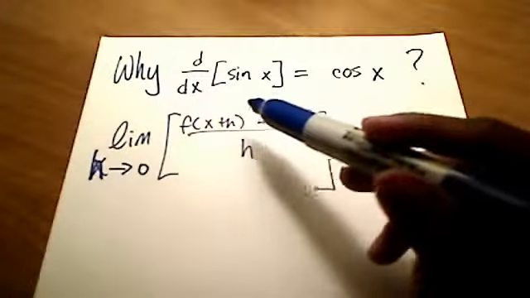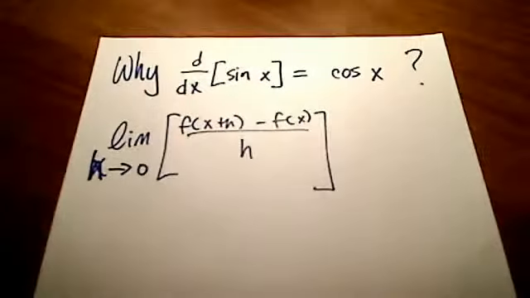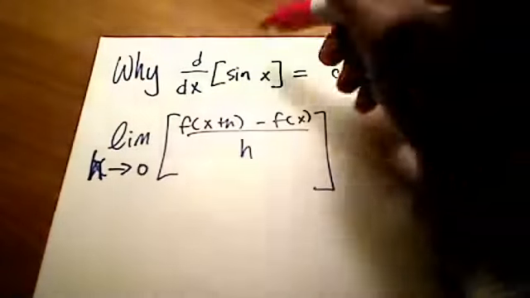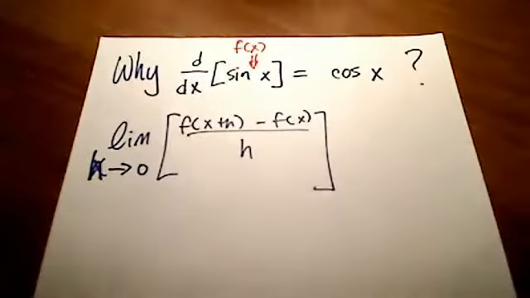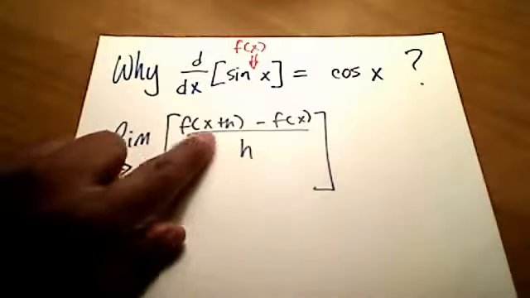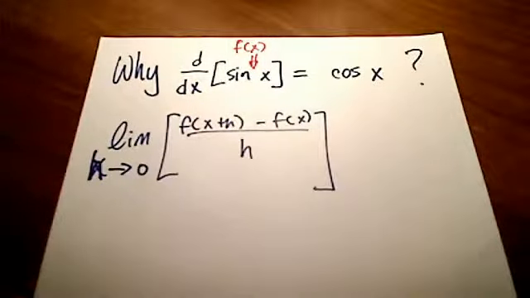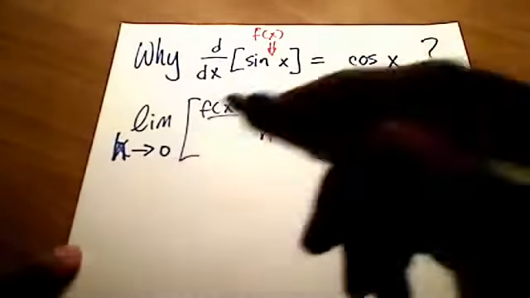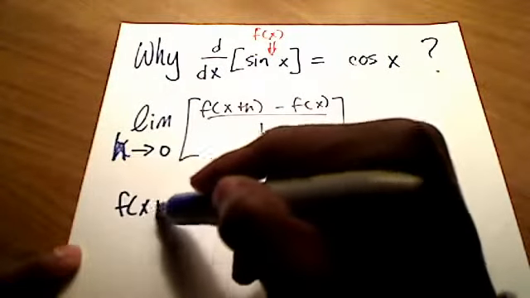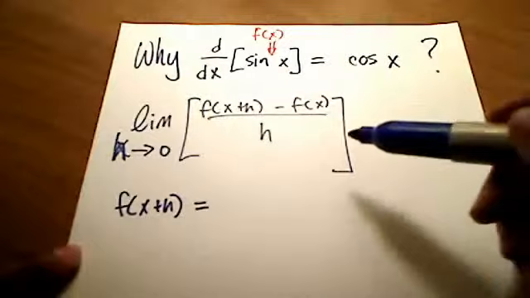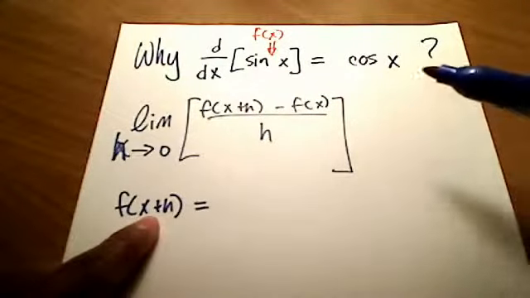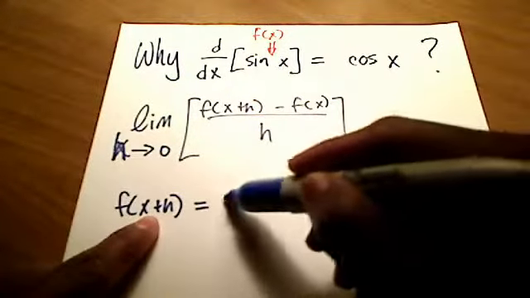But let's go off and find out, assuming that sine x is our f of x function. Let me do this real quick. Sine x is our f of x. Let's go find f of x plus h. That's the first thing I'm going to do, and that's pretty easy to see. If f of x is equal to sine x, I'm simply sticking in x plus h everywhere I see an x. So it just looks like this.